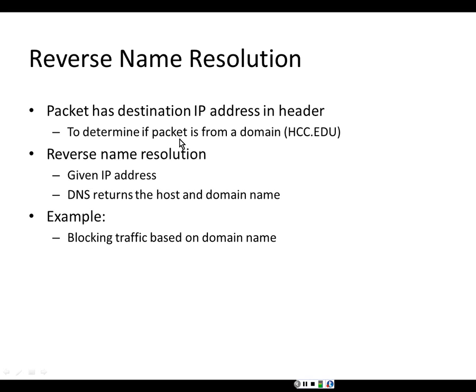So to determine if this packet is in fact from hcc.edu, our DNS server performs reverse name resolution. So given the IP address of this packet, which is coming to our web server, do we block it or not block it? Our DNS server does a reverse lookup and returns the host name and the domain name. So if it's HCC, we do block it. If it's not HCC, we don't block it. The typical example of reverse name resolution is when we're blocking traffic based upon domain name.